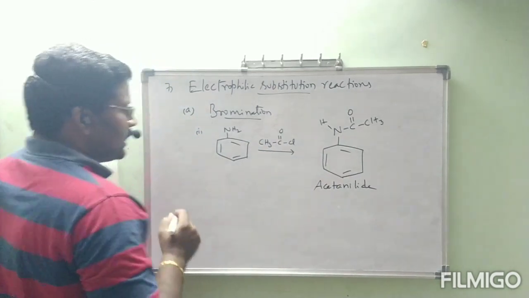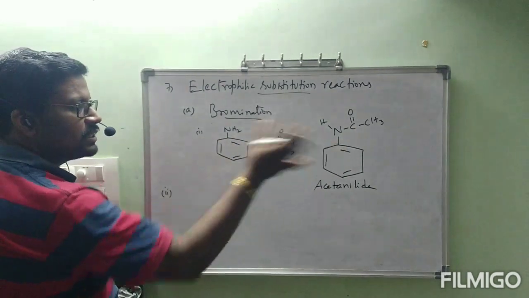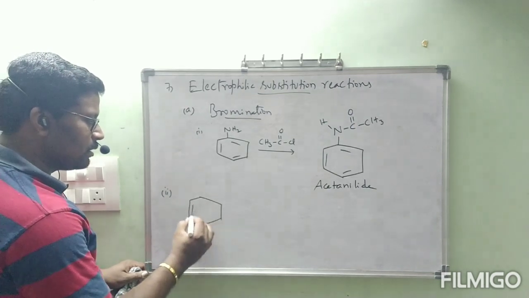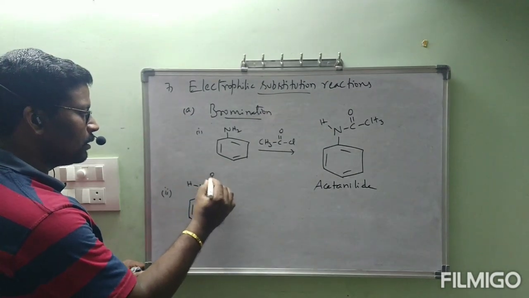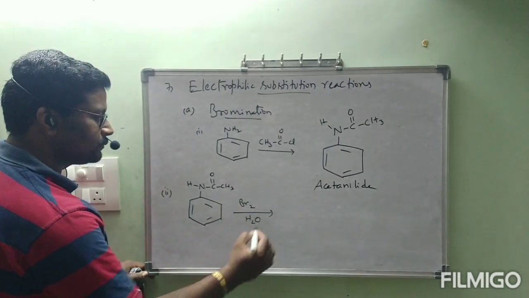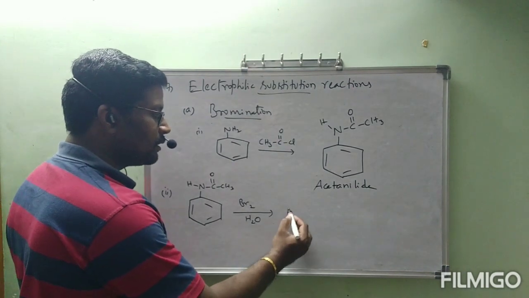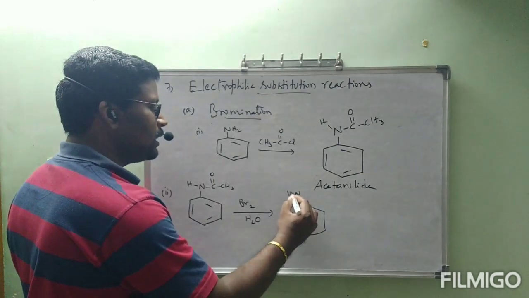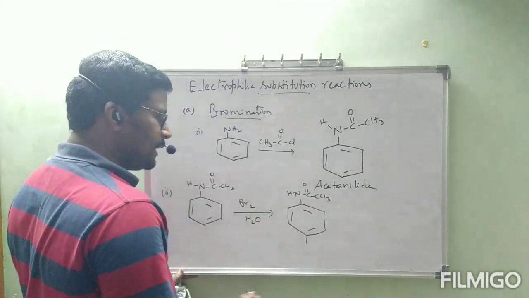Let us see the second step. First we converted aniline to acetanilide. Now I am going to take acetanilide and react it with bromine water. We will get NHCOCH3 with Br in the para position.